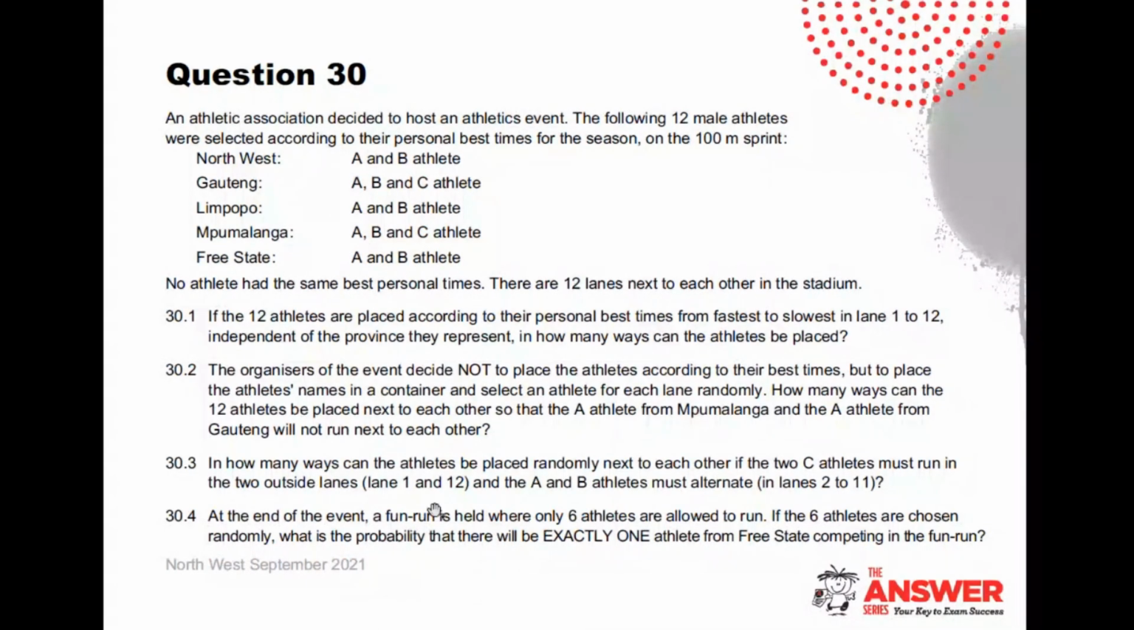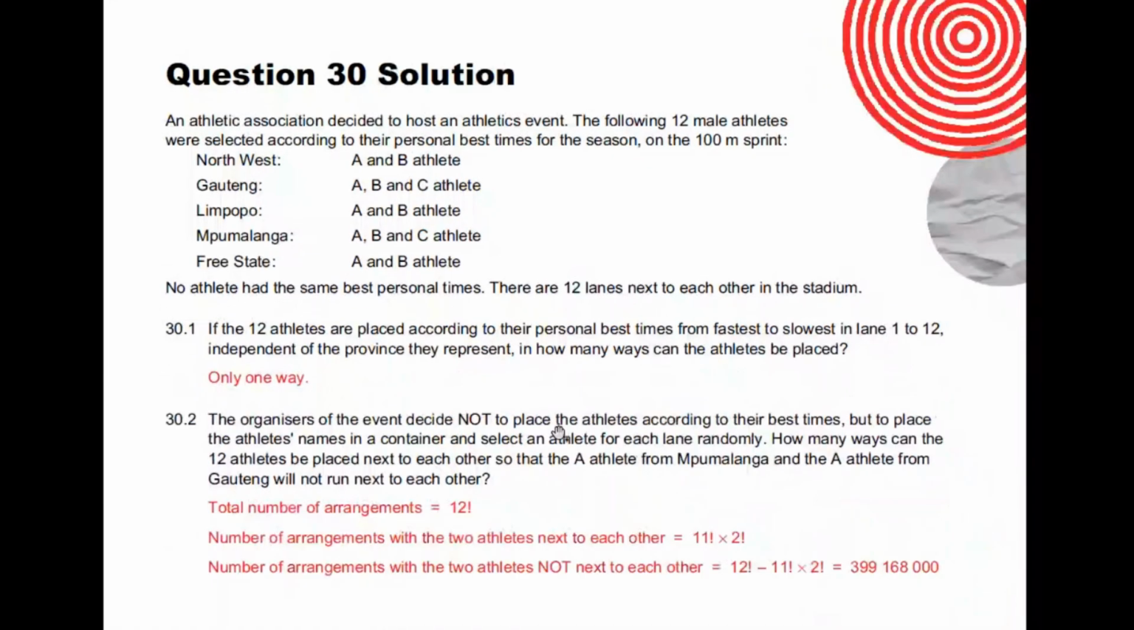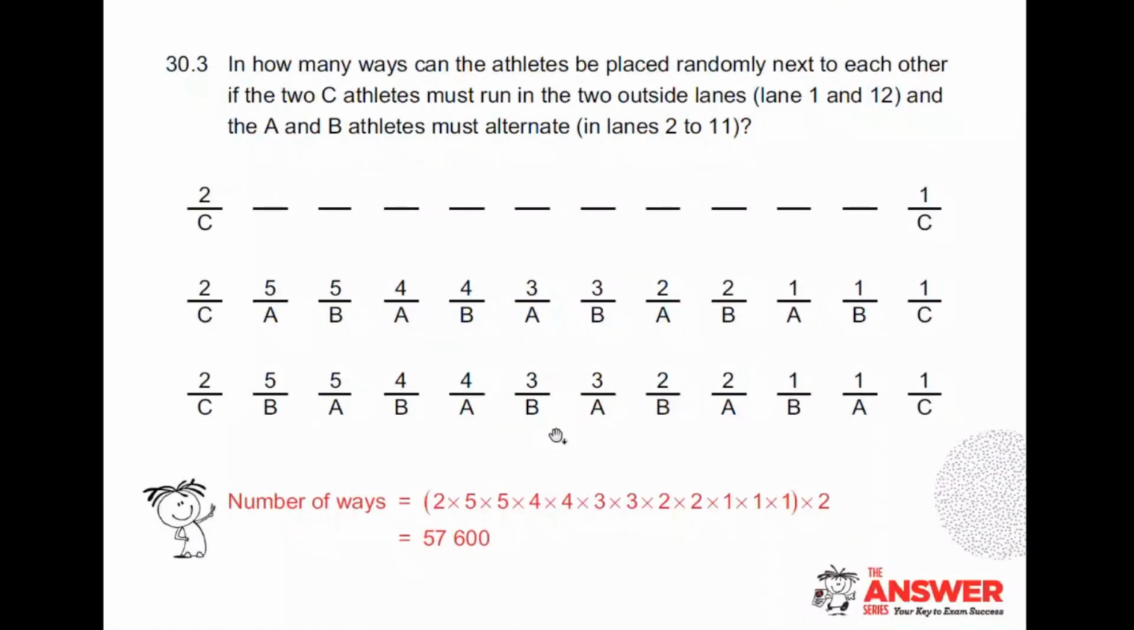30.3. In how many ways can the athletes be placed randomly next to each other if the 2 C athletes must run in the 2 outside lanes, 1 and 12, and the A and B athletes must alternate? So not only do I have the C athletes in the outside lanes, but A and B must now alternate, and they don't tell me if it's A, B, A, B, or B, A, B, A. So like, seriously? Okay. Let's go slowly.